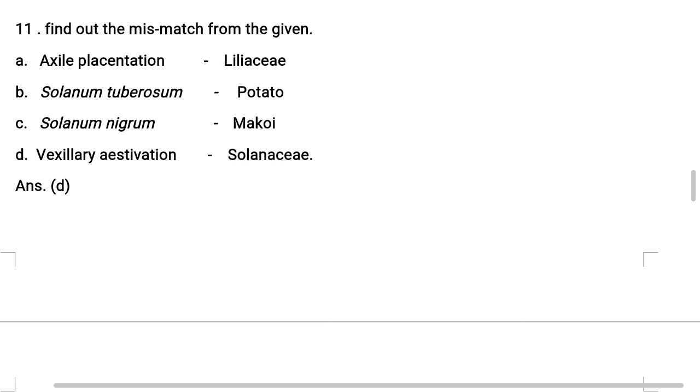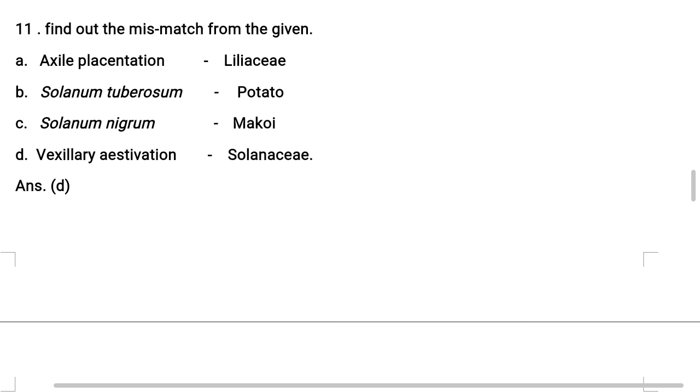Option B is Solanum tuberosum. Yeah, this is in italics. You might have observed scientific name for potato. This is also a correct match. Next, option C, Solanum nigrum. So this is the scientific name for makoi fruits, small reddish fruits. So this is also a correct match, right? Now option D, vexillary estivation, family Solanaceae. So students, this is wrong match. Vexillary estivation can't be seen in Solanaceae family.